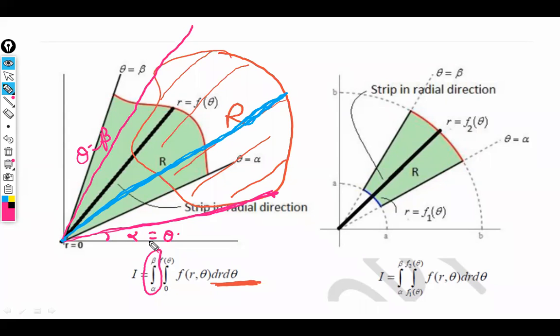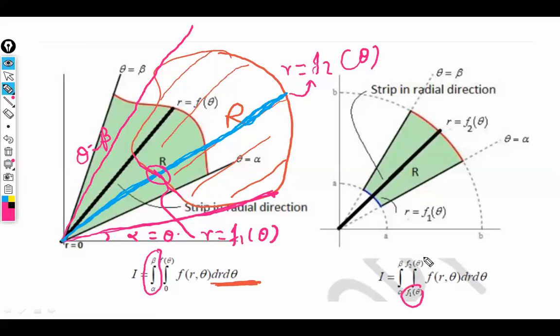Then we have to check where the strip enters the region. The strip enters the region with this curve. Suppose the equation of this curve is r equal to f1 theta, and the equation of the upper curve is r equal to f2 theta, because the upper end is touching here, and the strip is entering the region here. So the limits are f1 theta to f2 theta. So we can have this double integral.